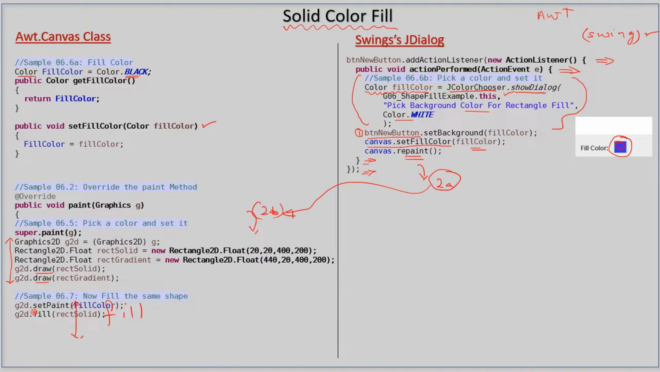And here, if you see, we are making a call to set paint and we are calling fill. The fill color is already given by the dialog class, and when the paint method is redrawing the content, first it will draw the rectangle, then it makes a call to the set paint method and then performs the painting by calling the fill method. And for the fill method, if you see, we are giving the rect solid.